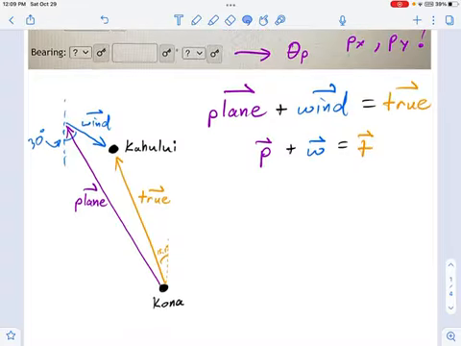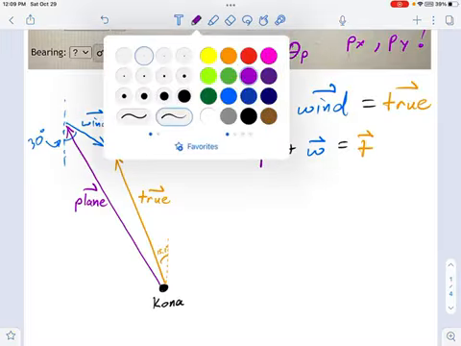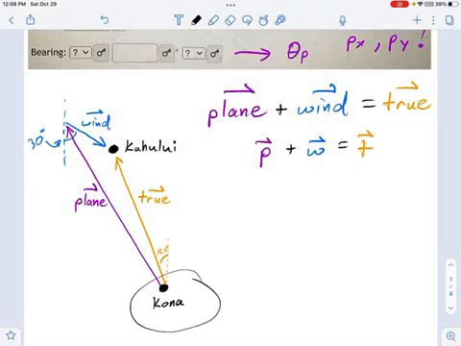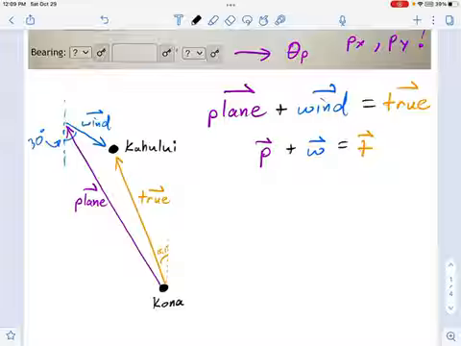This always helps. If you think about what's going on here, I've got Kona down here, and Kahului up here, and we know that they are separated by 83 miles, at a north 15 degrees west heading. So that's the orange vector. That's the true map distance and direction between these two cities.